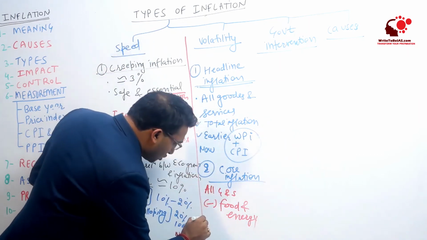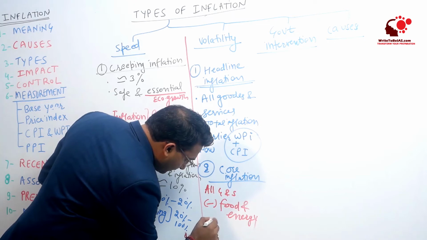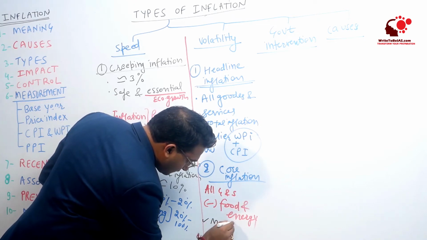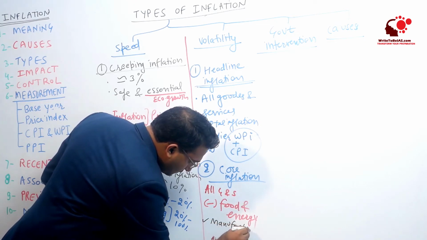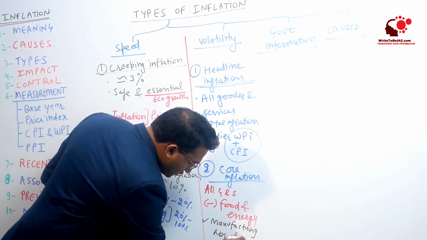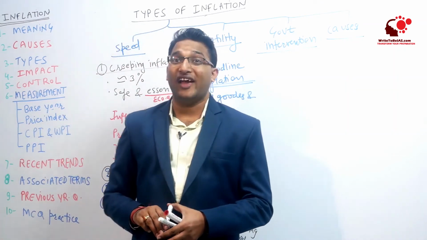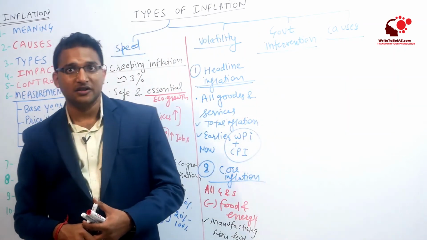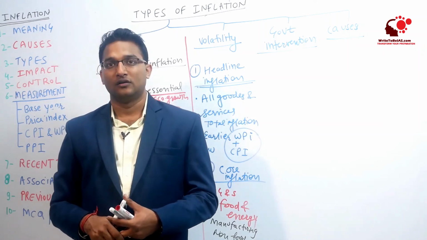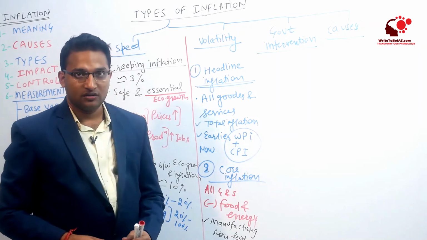This core inflation is also called manufacturing or non-food inflation, right? Because this is basically focusing upon the manufacturing, most of the manufacturing items, and it excludes the food, right? So this is headline and this is core inflation.